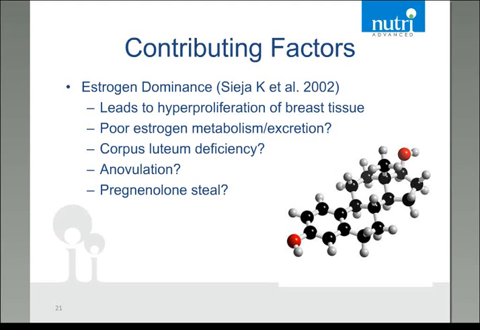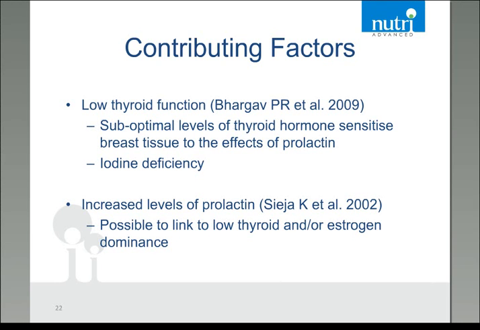Estrogen dominance leads to hyperproliferation of breast tissue, poor estrogen metabolism and excretion, corpus luteum deficiency, anovulation, and the pregnenolone steal. So these are all potentially contributing factors. Low thyroid function, so suboptimal levels of thyroid hormone, sensitize breast tissue to the effect of prolactin. Also iodine deficiency, which could be the driver of the low thyroid function. Increased levels of prolactin, so possibly linked to low thyroid and/or estrogen dominance.